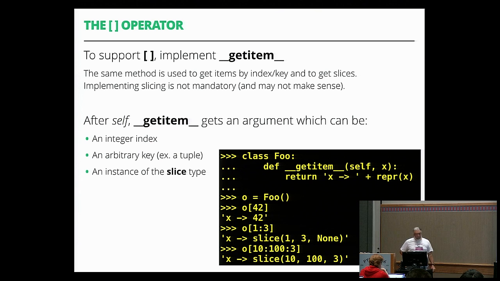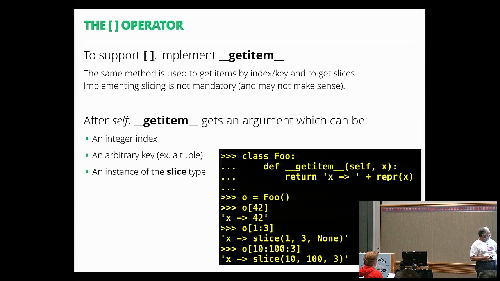Okay, so there's a slice type. And how does it work? Look at this, I created this little class with __getitem__ just to display what the x is. So if I pass it an integer, you get the integer. If you pass this notation, then you get an instance of slice that looks like that. And if you use this notation with the step argument, then you get an instance of slice that looks like that. So the interpreter actually builds those slice objects for you when it parses this notation.